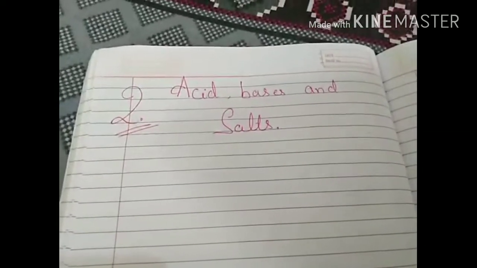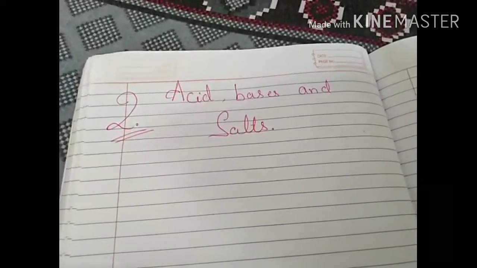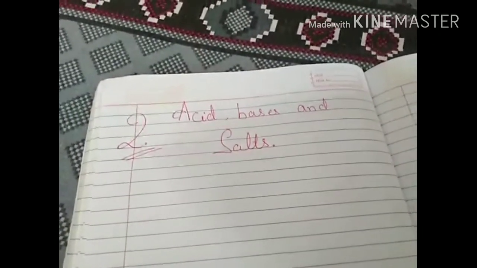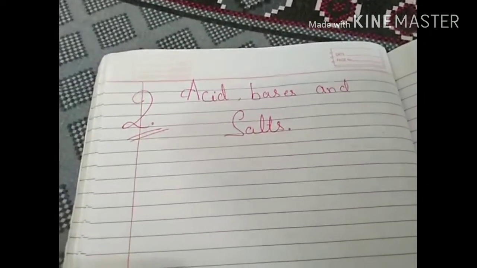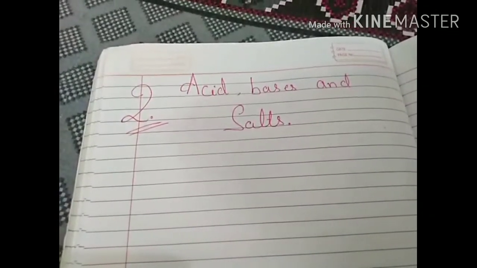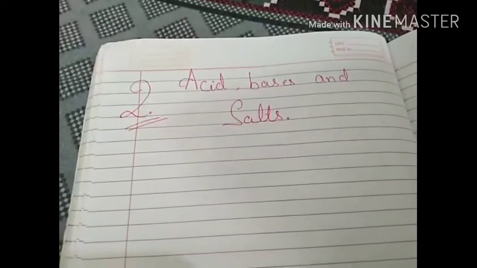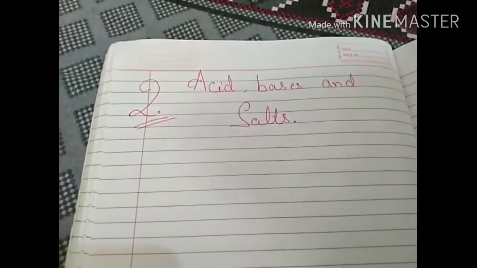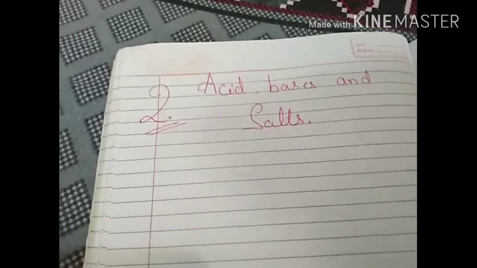Hello everyone. So we were doing lesson number 2, that is acids, bases and salts, and we are done with two properties of acids and bases: what happens when acids and bases react with metals, and second, what happens when acids react with metal carbonates and metal bicarbonates. When acids react with metal carbonates or metal bicarbonates, they lead to formation of carbon dioxide, water and salt. And how is the presence of carbon dioxide detected? By doing the lime water test. So this part we are done with.